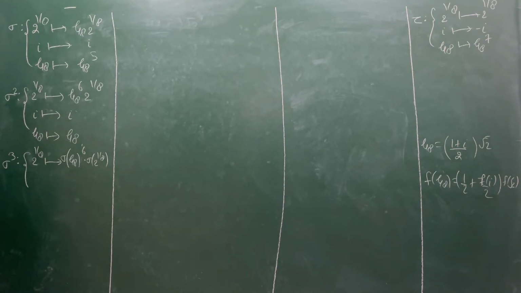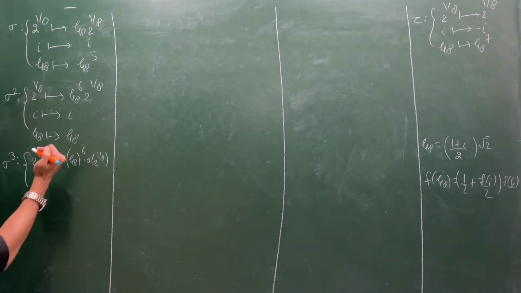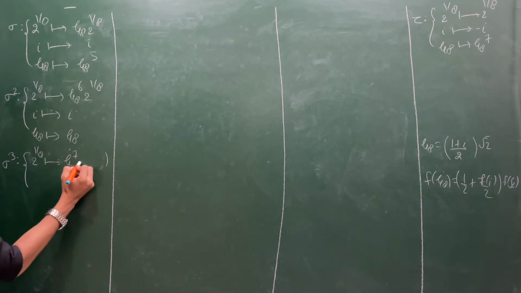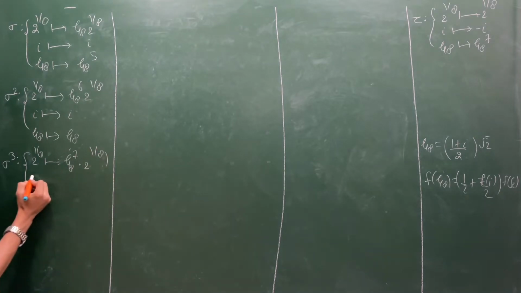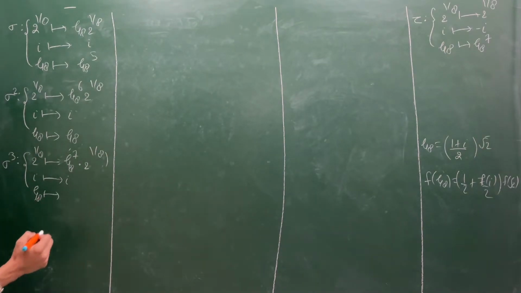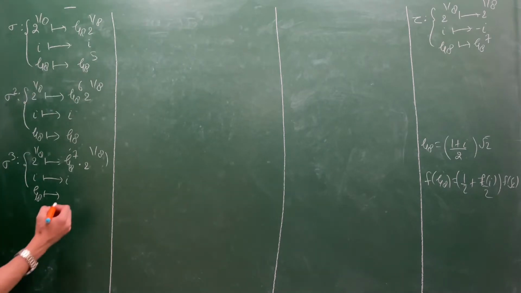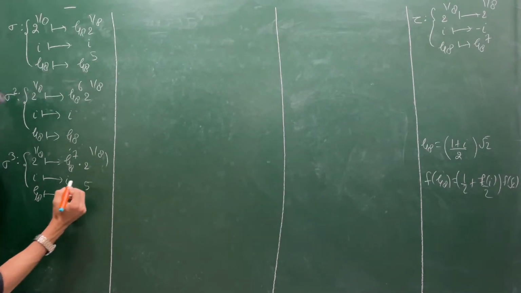But zeta to the power 31 is the same as zeta to the power 7. So this is zeta_8^7 times 2^(1/8). Iota will be self-imaged, and zeta_8 again will go to, see, zeta_8 is going to zeta_8. Again, if you operate sigma on this, then sigma of zeta_8 is nothing but zeta_8 to the power 5. So this is this element.